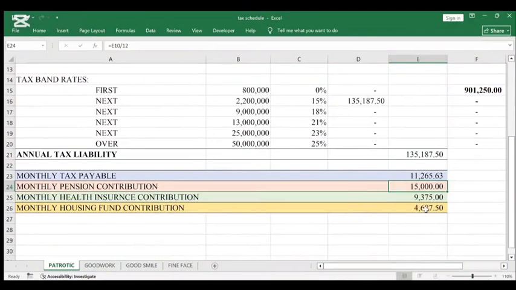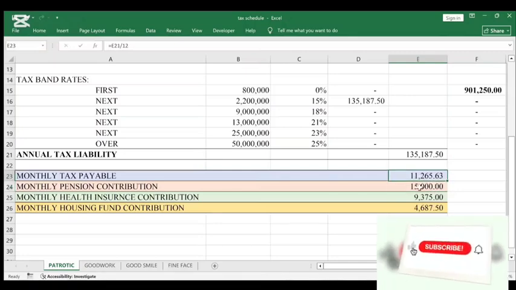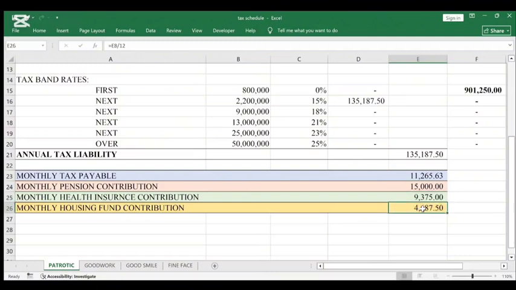So if you're calculating your payroll, for instance, as an accountant, this monthly allowable deduction is what you input into the individual's payroll. This will form their tax liability, this will form their pension, this will form their health insurance, this will also form their housing fund allowable deductions.